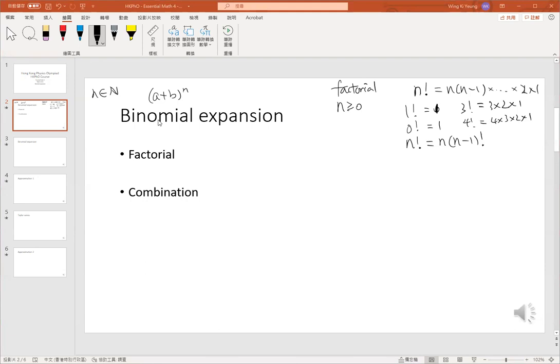And in a binomial expansion, we also need to define the, I should write down right here, okay? The combination. Combination is nCr. You can write it like this. You can write it like this. You can also write it like this. Okay, there are different methods to write down the combination. So can anyone tell me what the combination means? What is the meaning of the combination?